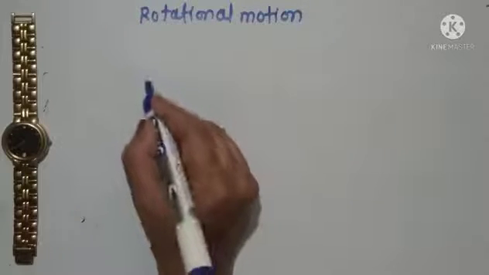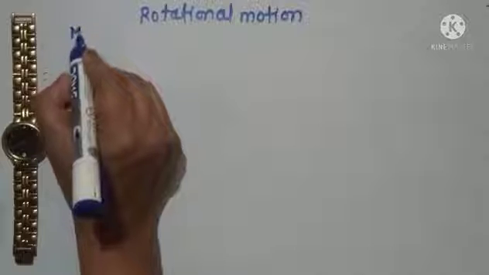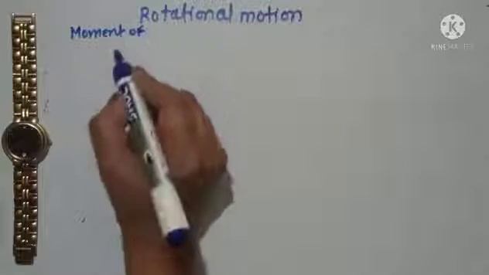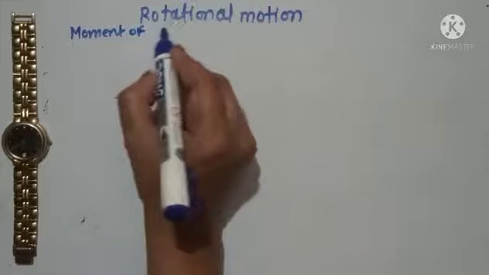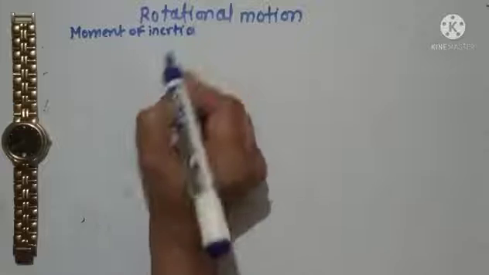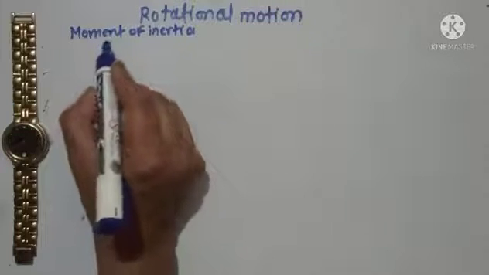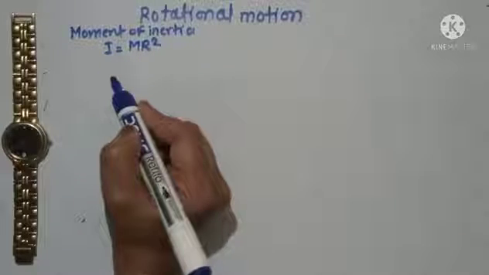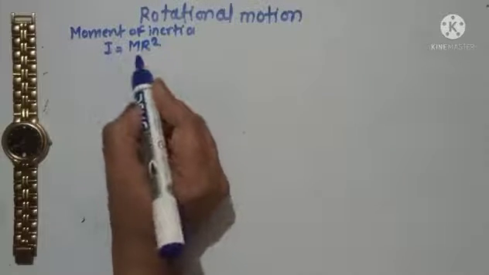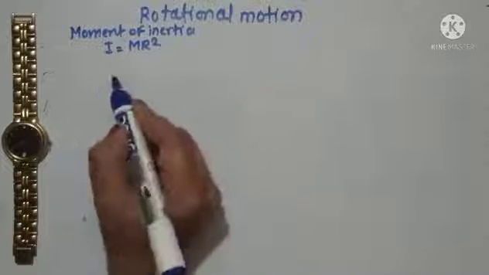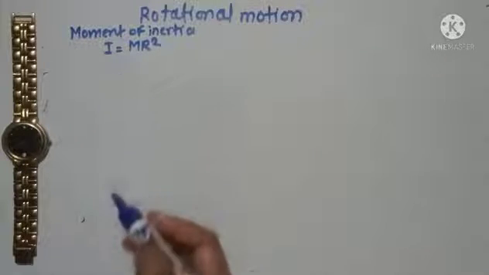So in the last lecture we have seen that moment of inertia is nothing but the tendency of the body to resist the rotational motion, and mathematically it is written in the form I is equal to mr square. So the moment of inertia in a rotational motion is equivalent to the inertia in the linear motion.